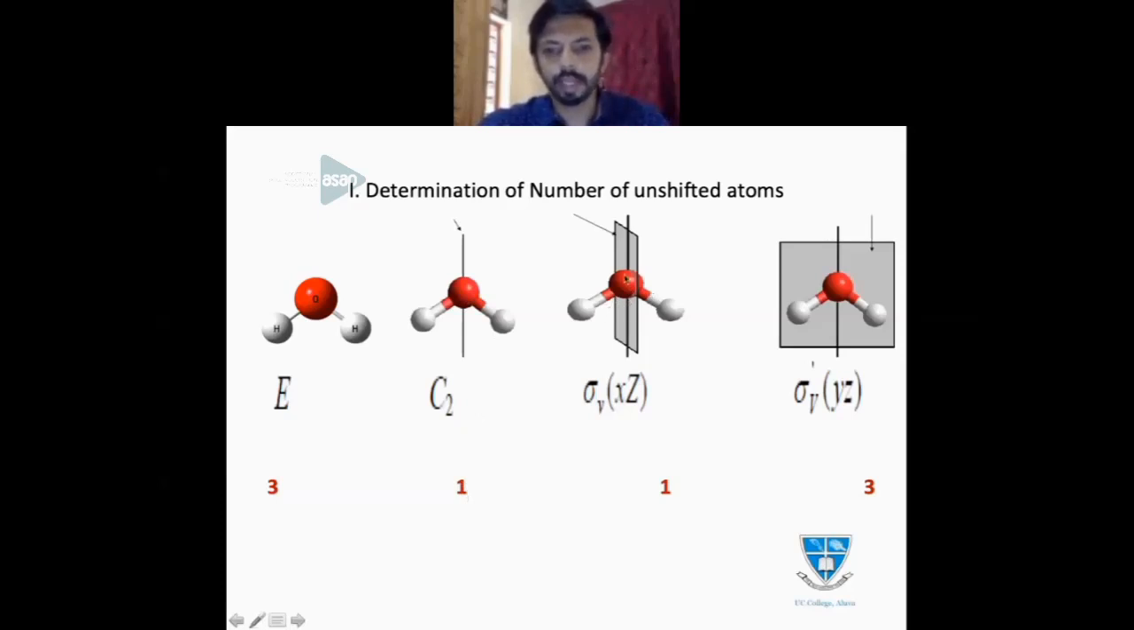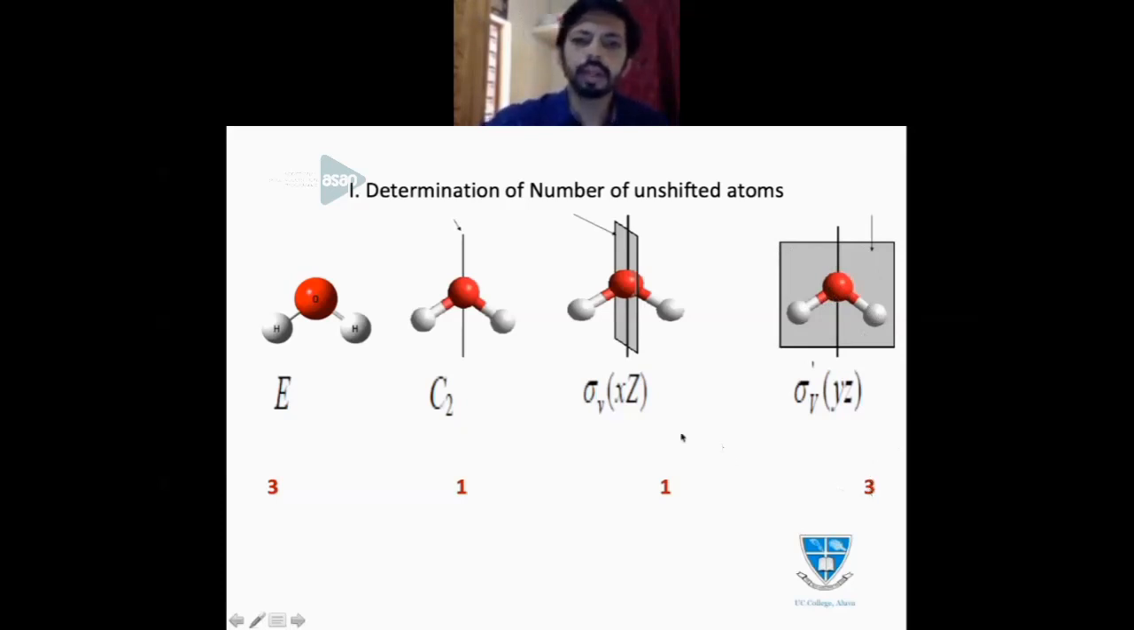Sigma V, we can see that this is the plane, and in this plane, if we reflect, we can see that these two hydrogen atoms are changing their position, and the only unshifted atom is the oxygen atom. So the number of unshifted atoms is again 1. Then when we move to sigma V dash YZ, this is the molecular plane, and here we can see that it passes through the molecular plane, and these three atoms are unshifted, and the number of unshifted atoms is 3.